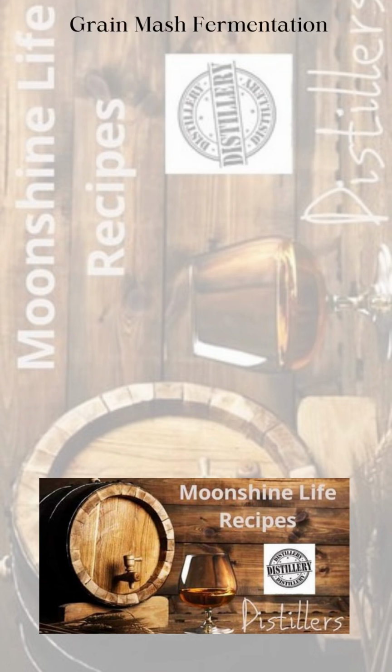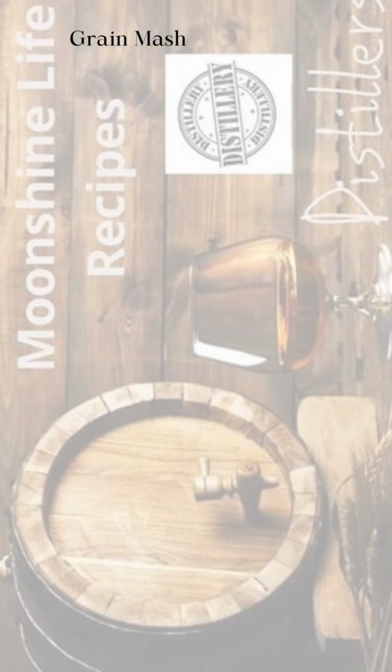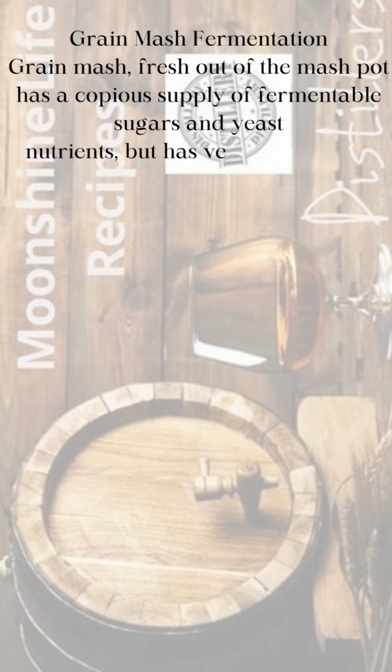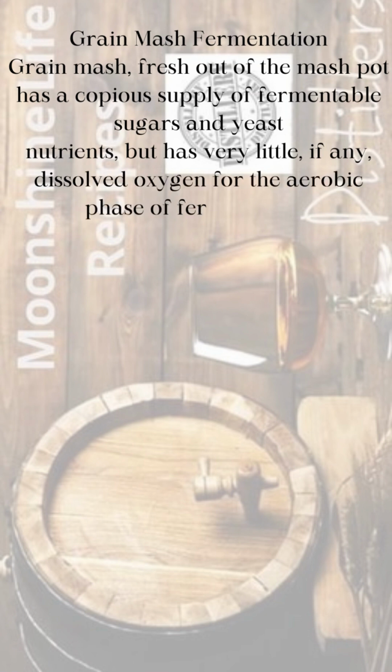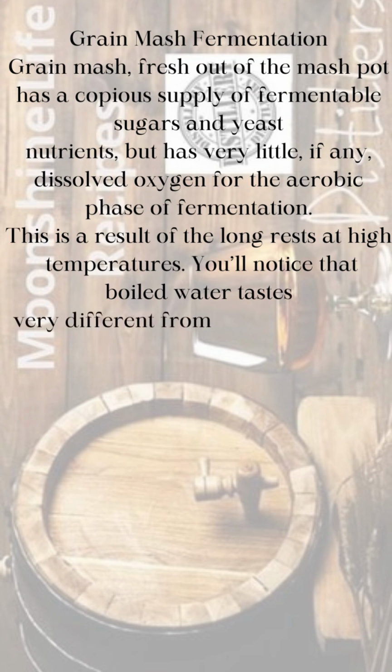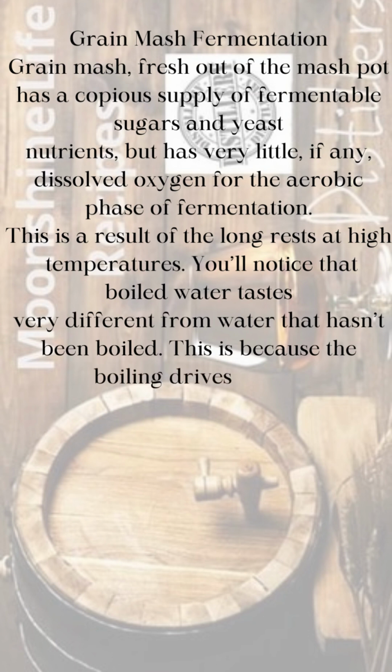Grain mash fermentation. Grain mash, fresh out of the mash pot, has a copious supply of fermentable sugars and yeast nutrients, but has very little, if any, dissolved oxygen for the aerobic phase of fermentation. This is a result of the long rests at high temperatures. You'll notice that boiled water tastes very different from water that hasn't been boiled. This is because the boiling drives off the dissolved oxygen.